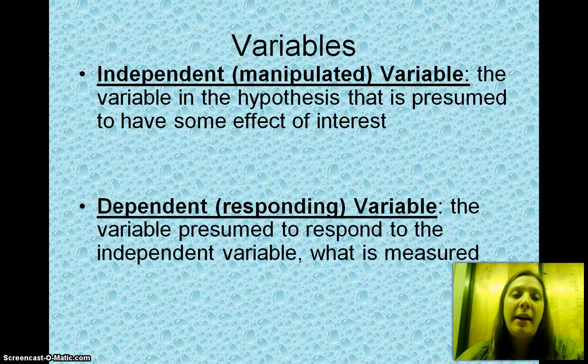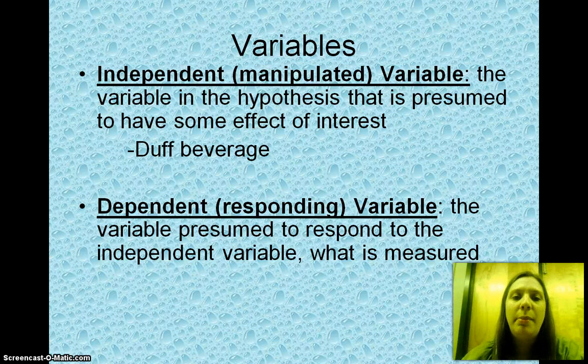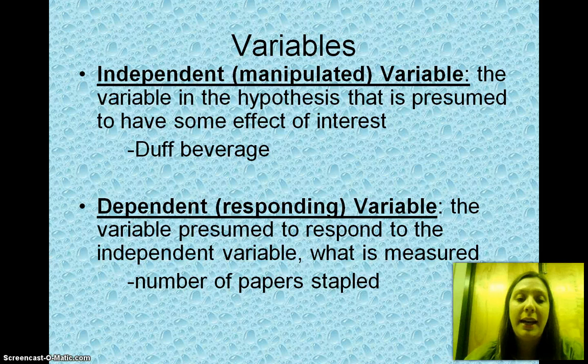Now, in the experiment, we have variables as well. So we have an independent variable, also now called the manipulated variable. And this is the variable that we think is causing some sort of effect on the group. We think it's the reason we're seeing or observing this problem. Okay? And so in this case, the Duff beverage is the independent variable. The independent variable is also what is controlled by the experimenter. Now the dependent variable is the thing that responds to the independent variable. So this is always the thing that is measured. So in this case, what we're measuring is going to be the number of papers.